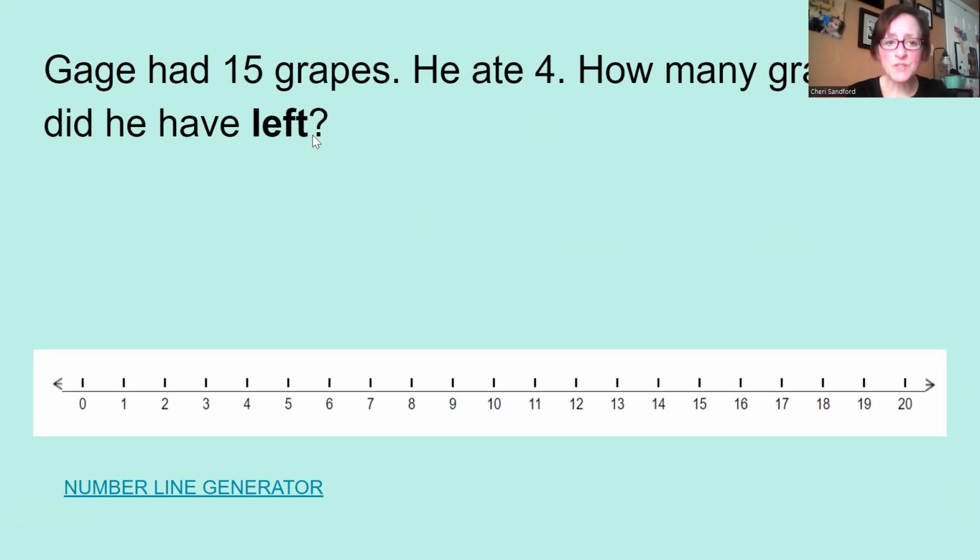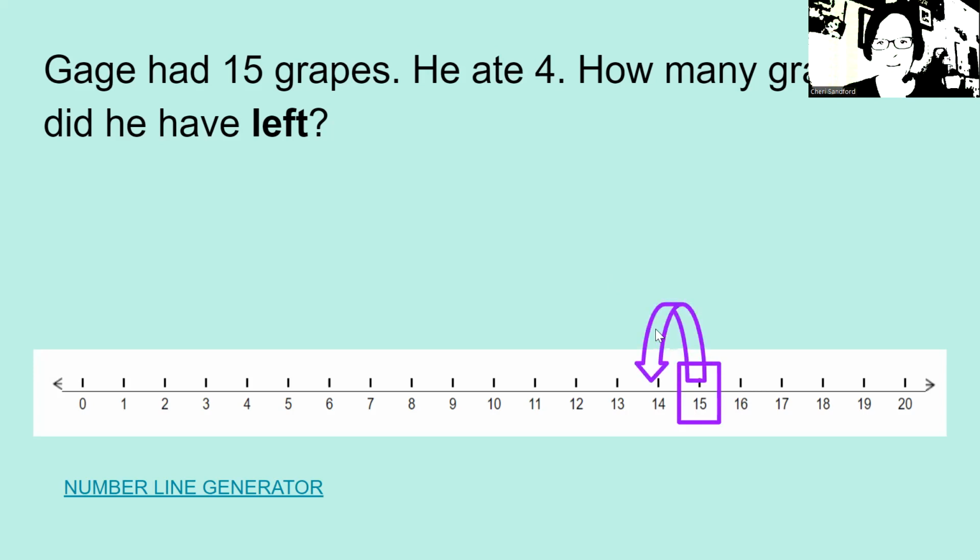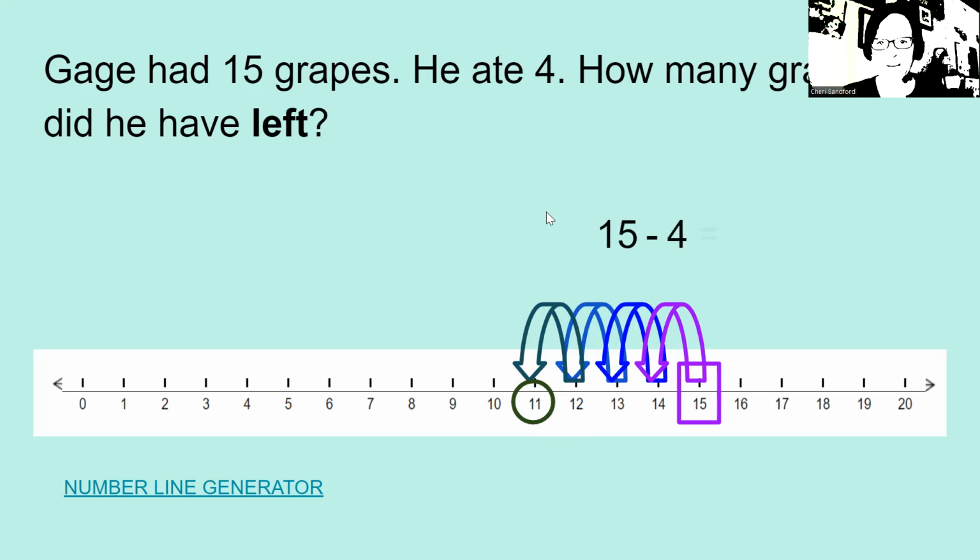I'm going to look at my first number. My first number is 15, guys. I'm going to mark that on my number line. 15. My next number is 4. That's the number of jumps I'm going to make. So I'm going to make 4 jumps backward because my numbers are getting smaller. I'm getting fewer grapes. Ready? 1 jump, 2 jumps, 3 jumps, and 4 jumps lands me at 11. So 15 minus 4 jumps backward equals 11.